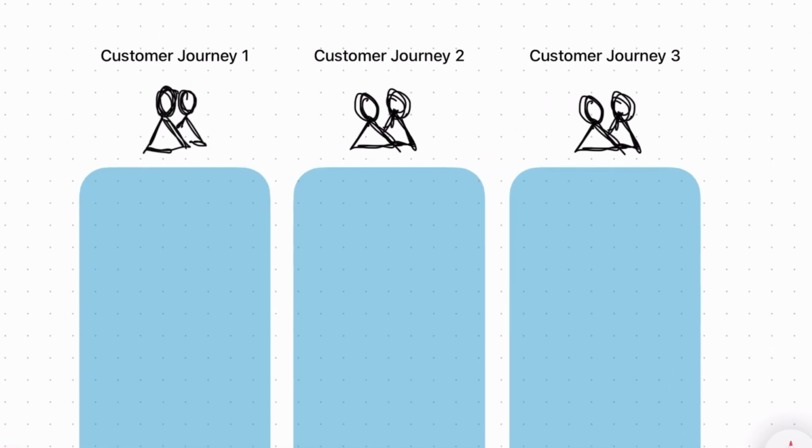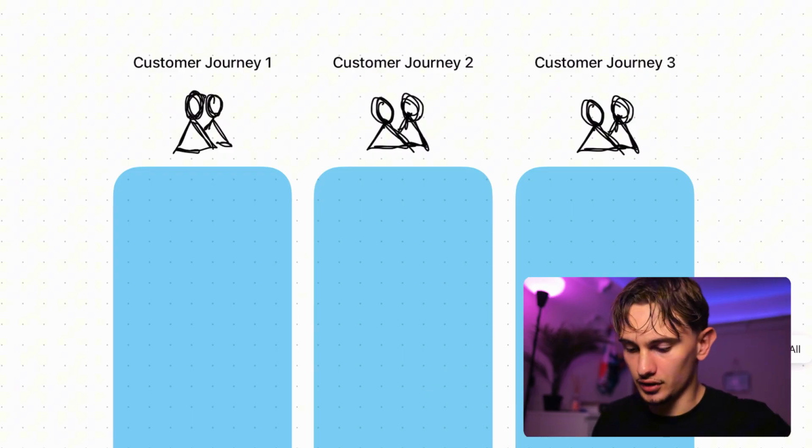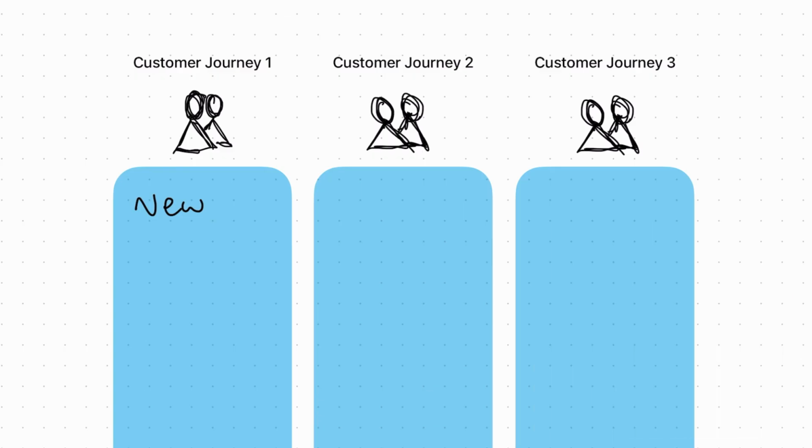So if we have a look at my iPad, I've laid out customer journey 1, customer journey 2. And it is important that we identify this because it is going to determine what solution we will be providing to each of them. The first stage of the customer journey is someone who is new. Excuse the handwriting. Someone who is new and unsure of what they want.